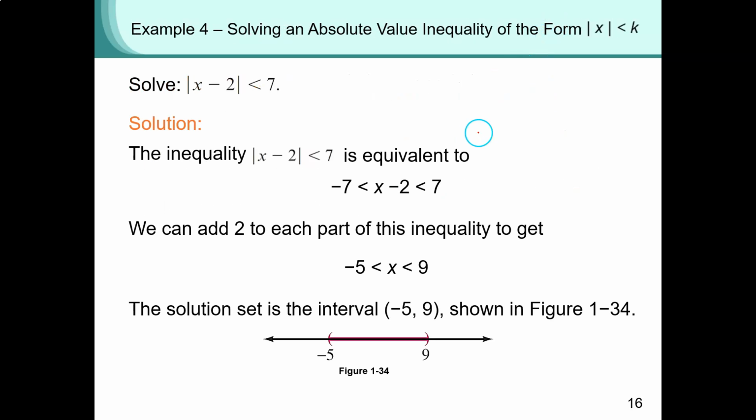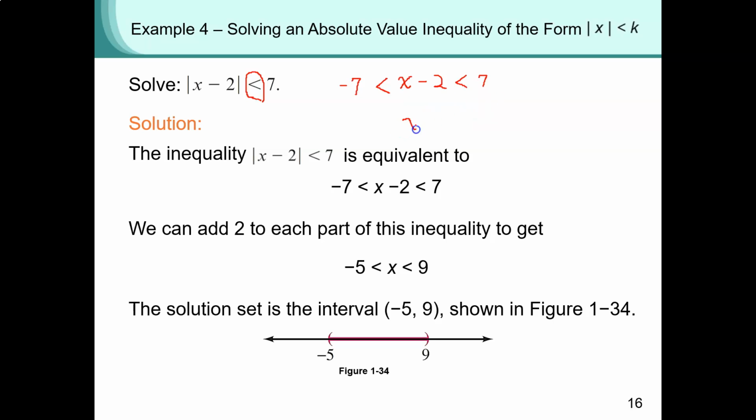So we do a practice of this one. The absolute value of x minus 2 less than 7. So this is a less condition, right? So I'm going to rewrite it into the compound inequality. So we'll have x minus 2 less than 7 and greater than negative 7.